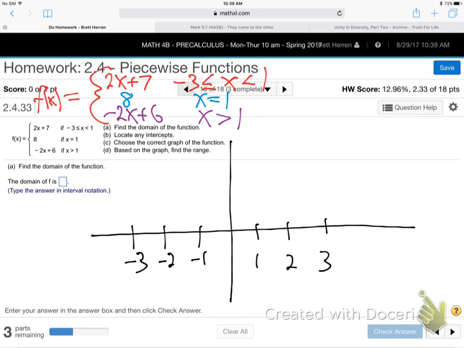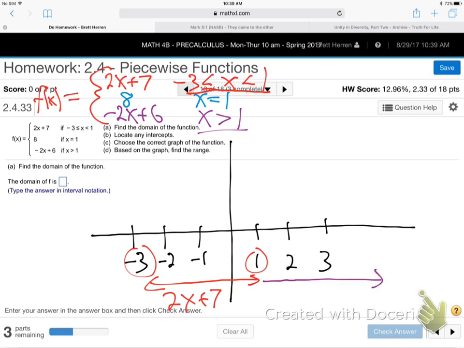Okay, so the red graph goes from -3 to 1, huh? From here to there. And so in this zone is the 2x plus 7 graph, right? And then the blue graph is just at 1. And then the purple graph goes from anything greater than 1. So the purple graph goes from 1 and onwards, so minus 2x plus 6. So the wall of separation, is that 1 again? It is at 1 again, isn't it?